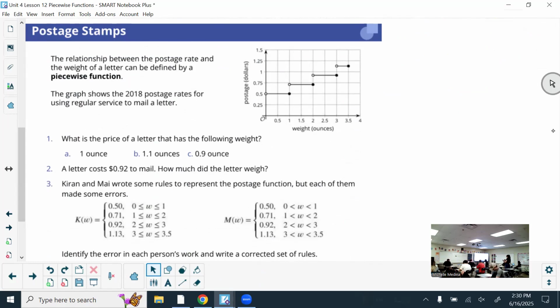You're going to answer each part of 1 and 2. I don't need you to answer 3. I don't need you to find here. I just need you to be able to remember. So based on this graph, how much does it cost to send a letter with these different weights? If a letter costs 92 cents to mail, how much did the letter weigh? Just answer those for right now. You see the graph.